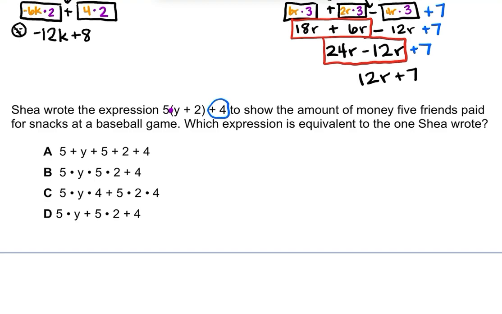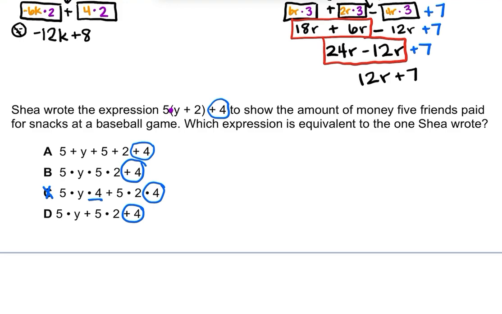So looking for that constant, I'm going to go to my answer choices. Do I have a constant? Yes, that one is good. Plus 4, also good. This one has a times 4, and it also has a 4 in the middle. So that's definitely not going to be our answer. And then I have a plus 4 here, so it is good to go.